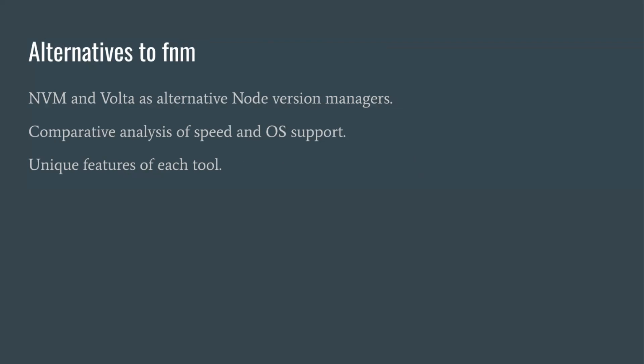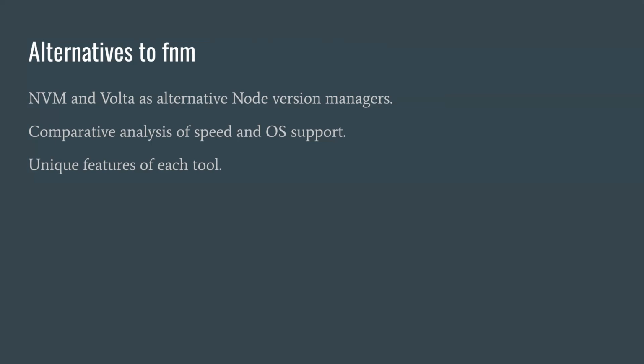Alternatives to FNM. While FNM is an excellent tool and it's a tool that we're going to use in the class, it's important to know there are alternatives. NVM is the popular one, and there's also Volta. They both are other popular node version managers. I guess they vary in their speed and operating system support, and some of them have unique features.